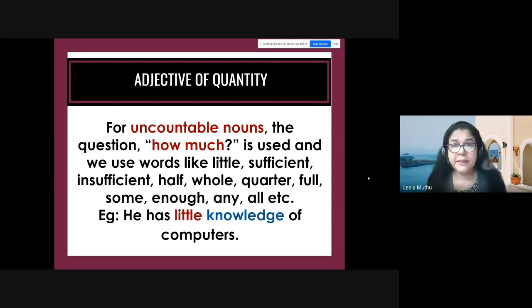For example, he has little knowledge of computers. How much knowledge? You just hired this new guy. How much knowledge of computers does he have? You don't say how many knowledge, right? How much knowledge does he have? He has little knowledge, but he's very hardworking, so we want to employ him.